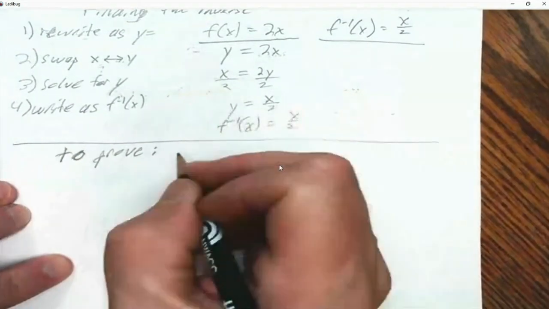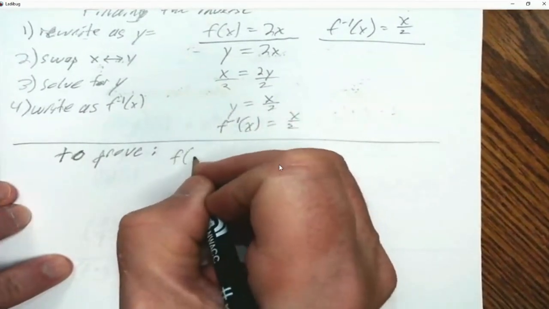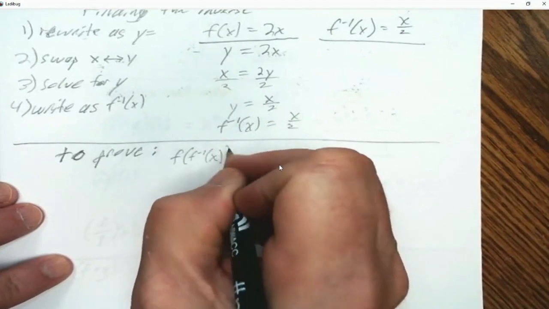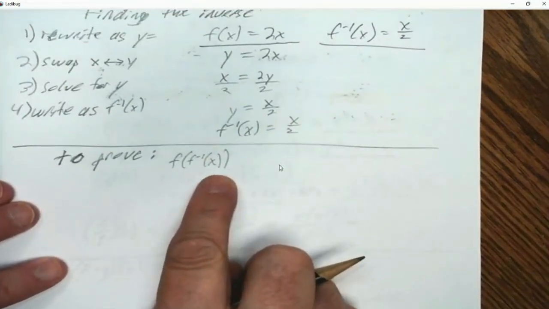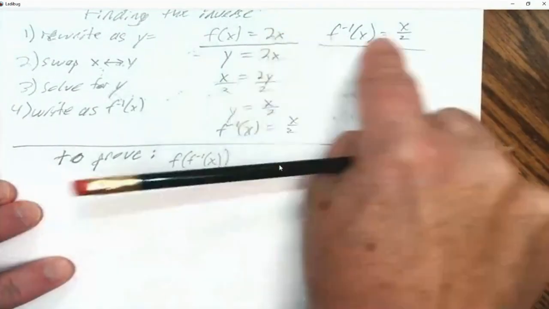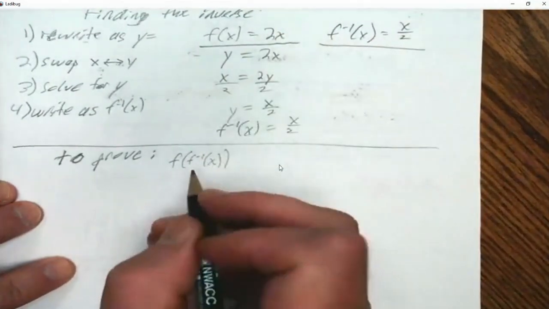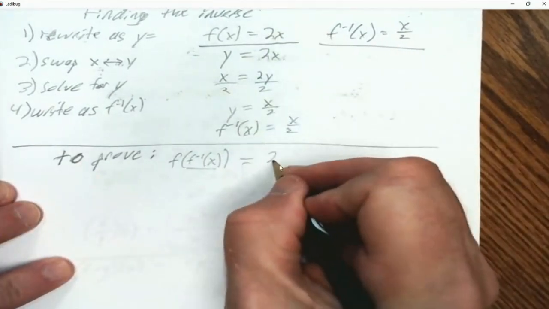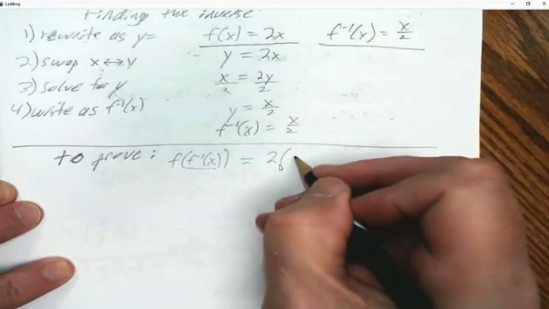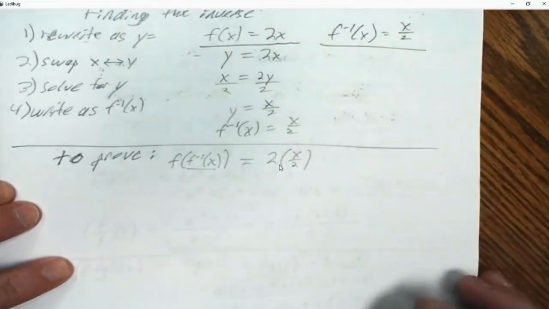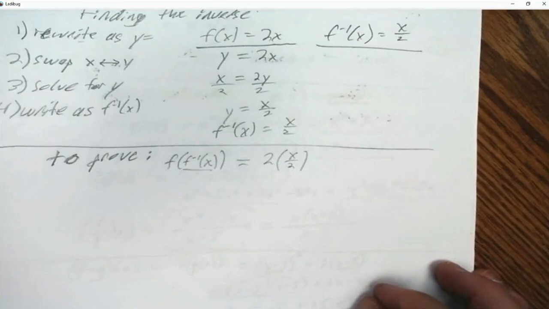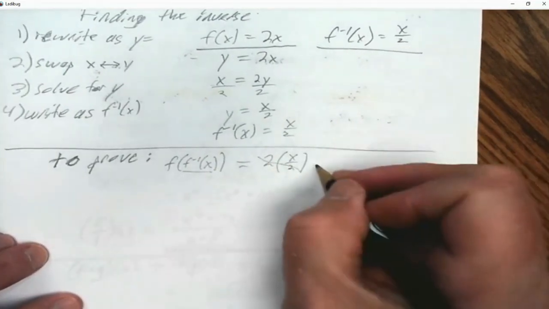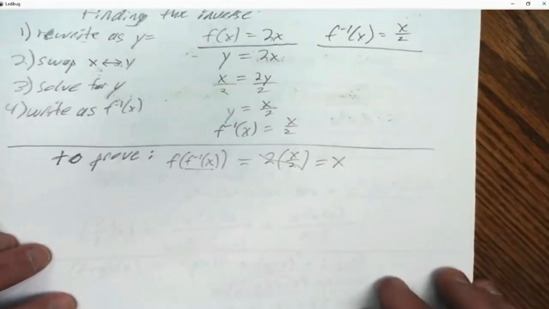You prove this by finding f of, I'm going to say f inverse. F of f inverse in this case. So that means we substitute what f inverse is in for x. So in this case, it would be 2 instead of x divided by 2. Well, what is 2 times x divided by 2? Well, if we multiply by 2 and divide by 2, those cancel out. That just equals x.